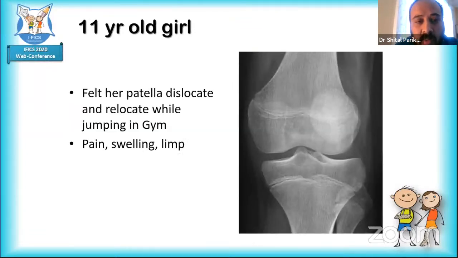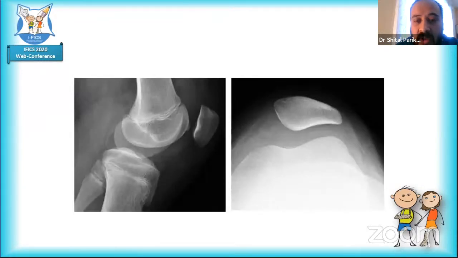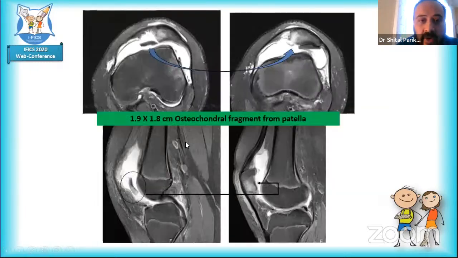You might miss it. In one more case here, this is an 11-year-old girl who had a patellar dislocation with pain, swelling, and limp. And there is an osteochondral piece here. You can see that this is 1.9 centimeters measured on the MRI, coming out from the inferomedial aspect of the patella. This is the axial view on the top. The sagittal view is on the bottom here. Typical location for an osteochondral fracture after patellar dislocation is the inferomedial part of the patella.